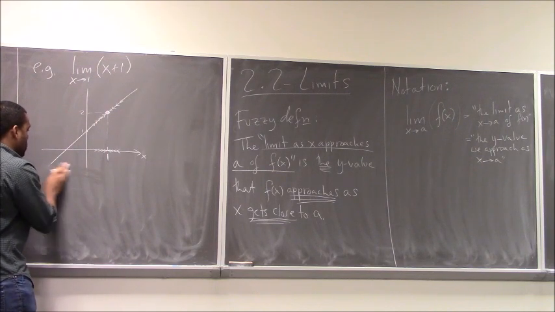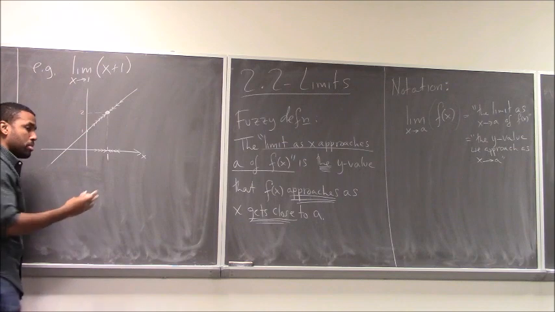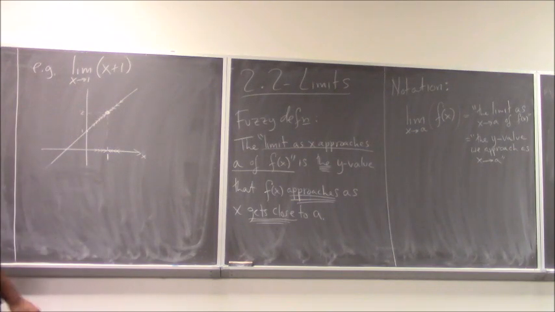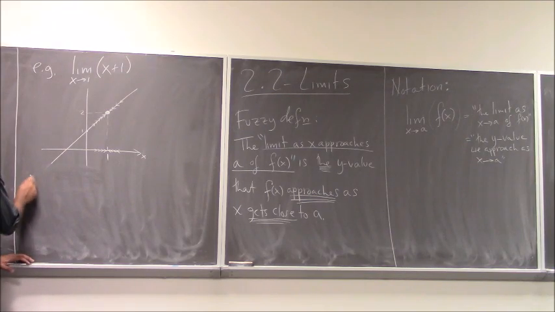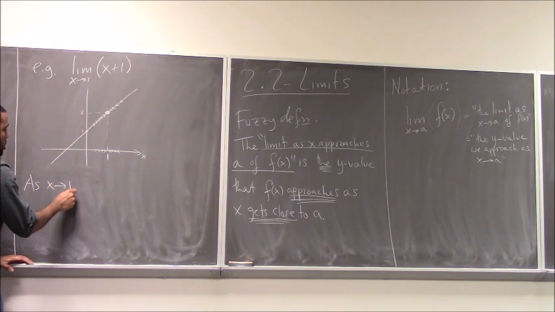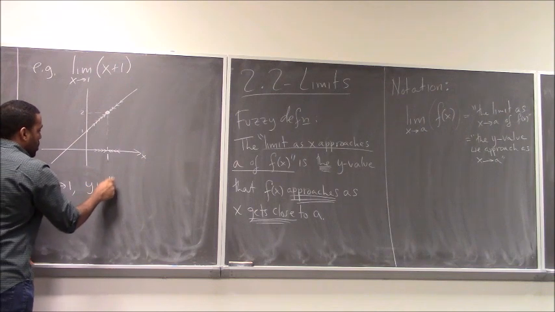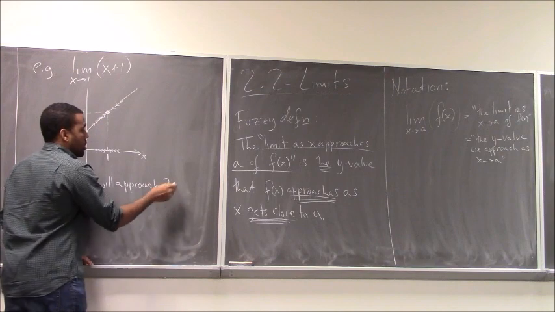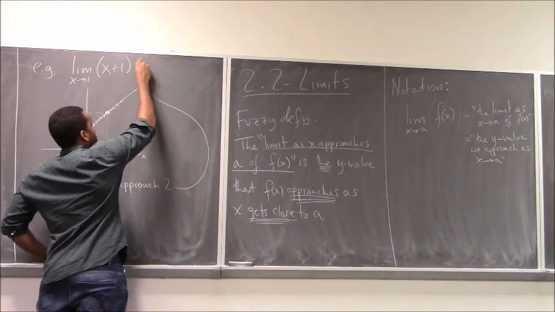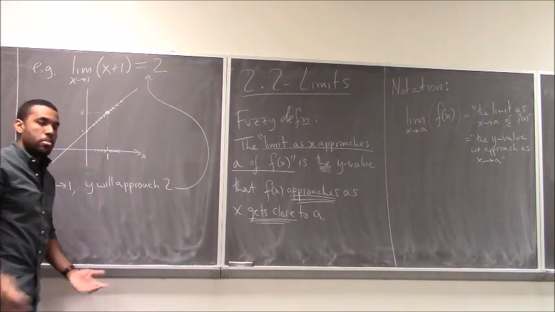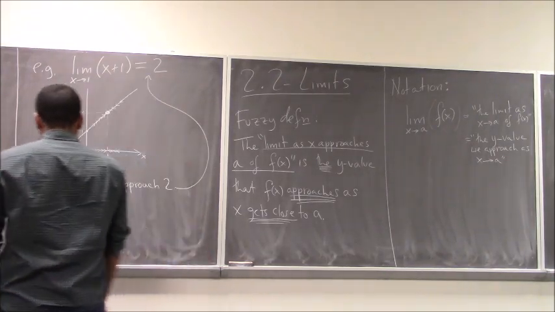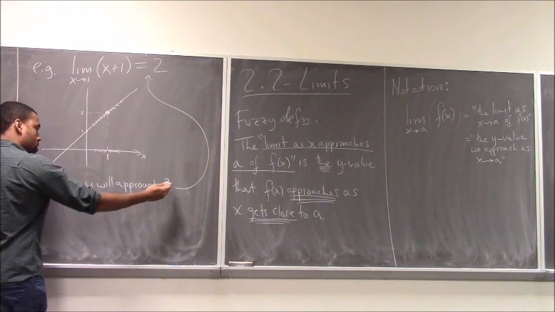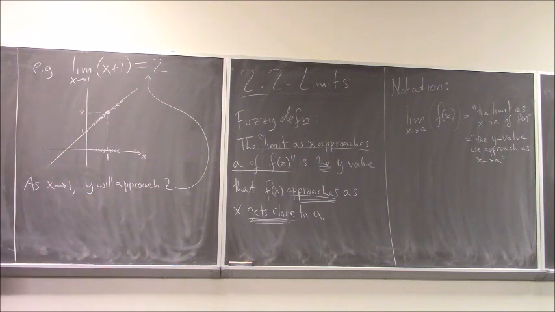So it's not just a matter of plugging in. And in my next example, you'll see why this is going to be an issue. But it's really about getting close. And so you can say, as x gets close to 1, our y will approach 2. Therefore, I can say that the limit equals 2. This is how I want you to think about it, not just as plugging in the number.